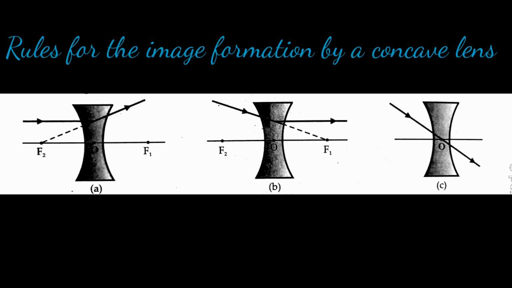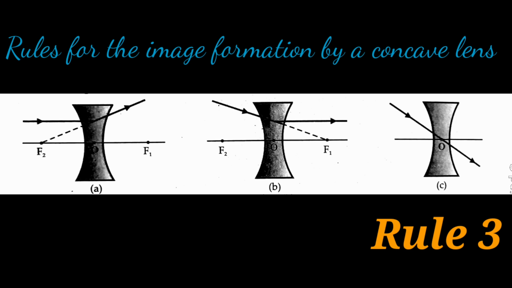Now we will discuss the rules for the formation of image by a concave lens. Rule 1. A light ray traveling parallel to the principal axis appears to be coming from the principal focus F2 of the concave lens after refracting from the lens. Rule 2. A ray of light directed toward the focus of a concave lens becomes parallel after refracting through the lens. Rule 3. A ray of light passing through the optical center of a lens travels undeviated through the lens, as shown in the diagram.